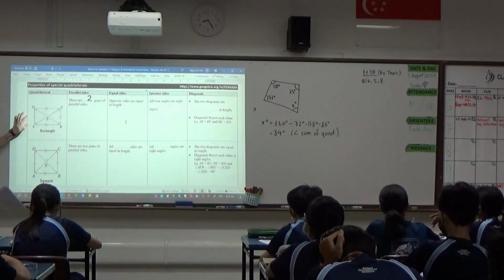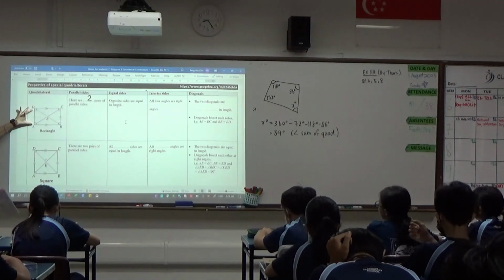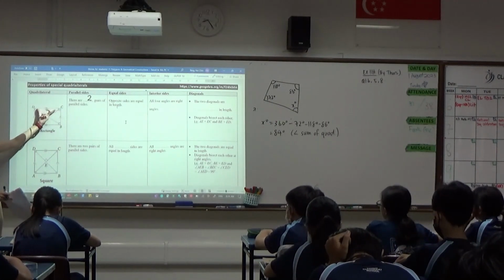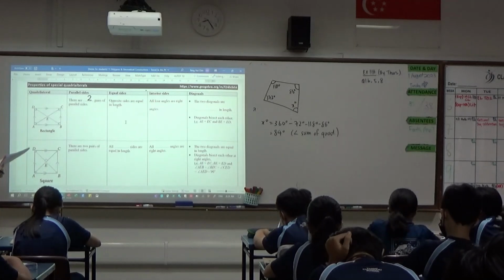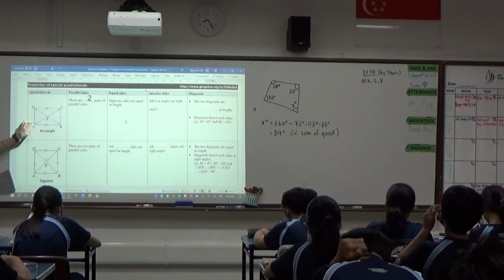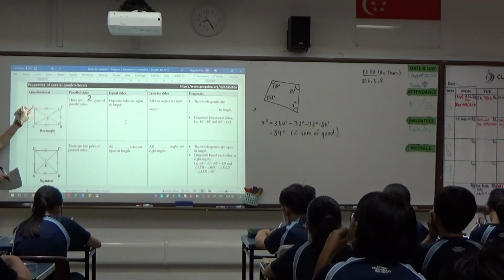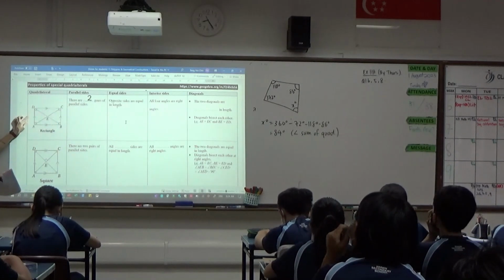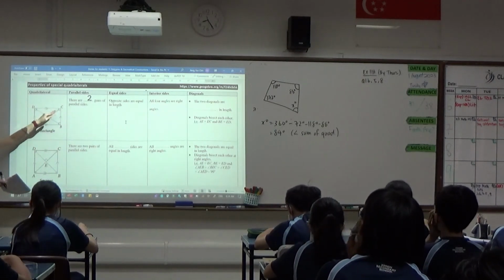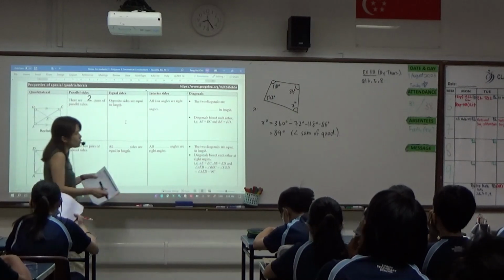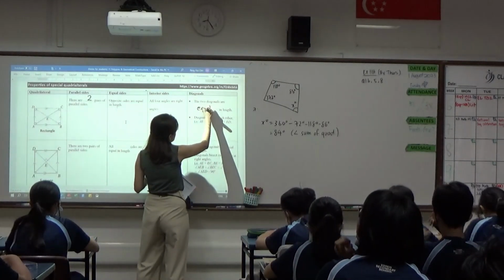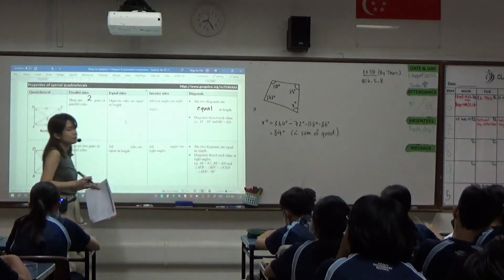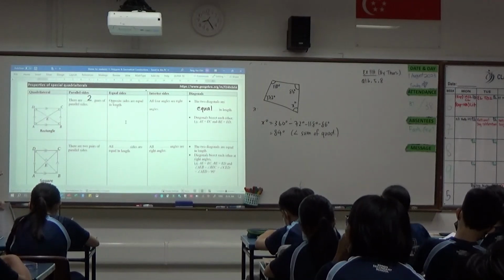Opposite sides are equal in length. So for example, AD equals BC, CD equals AB. Likewise, we also know that all four interior angles are right angles. And about the diagonals, the diagonals are equal in length, and the diagonals bisect each other.